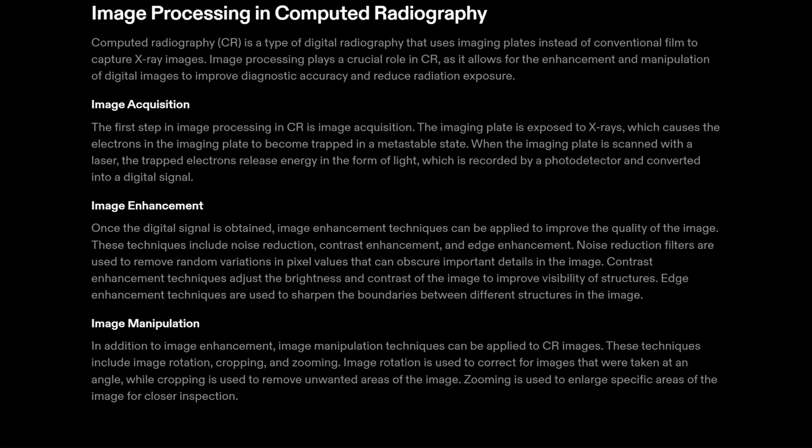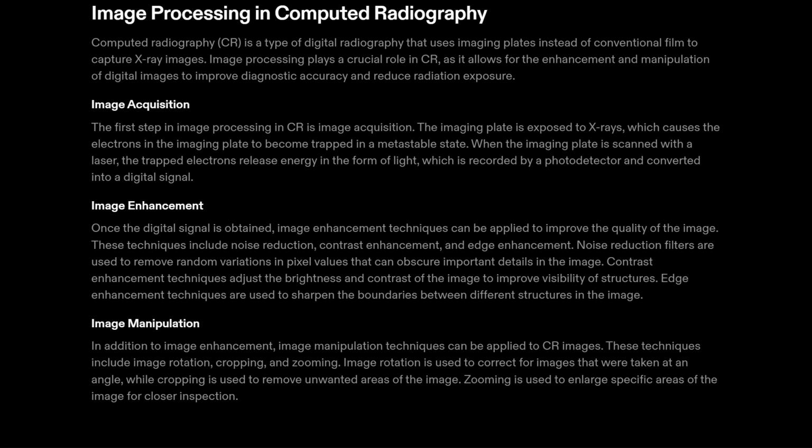Computer radiography is a type of digital radiography which uses imaging plates instead of conventional film for capturing the X-rays. First, image acquisition. The first step of processing in CR is the image acquisition. The image plate is exposed to X-rays, which causes electrons in the imaging plate to become trapped in a metastable state. When the imaging plate is scanned with the laser, the trapped electrons release the energy in the form of light, which is recorded by the photodetector and converted into a digital signal.